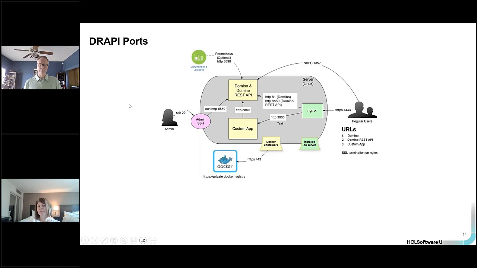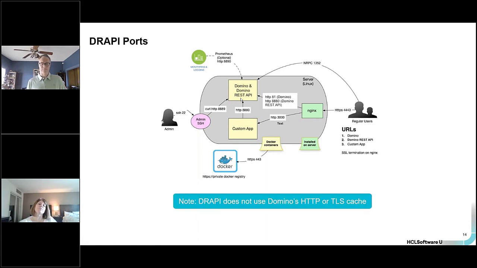We also talked about a moment ago the management console. Here you can see an admin on the left-hand side doing a secure shell into the server using a command or a request over port 8889, and here they're getting to the Domino REST API management console. Now, another thing that I want to point out, and to me this was a light bulb moment going off in my head when I learned this, is that the Domino REST API does not use Domino's HTTP stack.